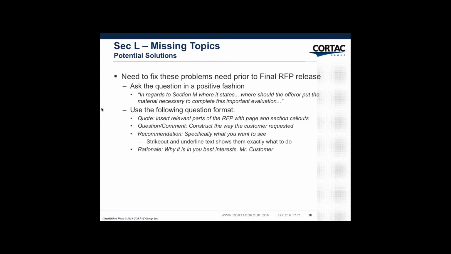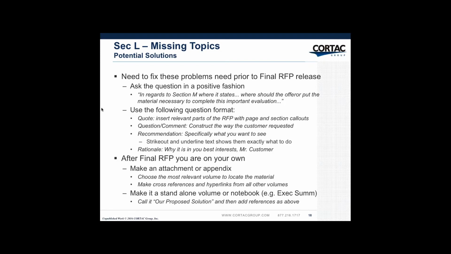We quote specific parts of the RFP where the problem is. We then construct comments or questions the way the customer asked them, and then we provide a recommendation. And this is specifically what we want to see, and only what we want to see. We use strikeout and underline text to show them exactly what we want them to do, and then the rationale is always written: why is this in your best interest, Mr. Customer? At the final RFP, you're on your own.